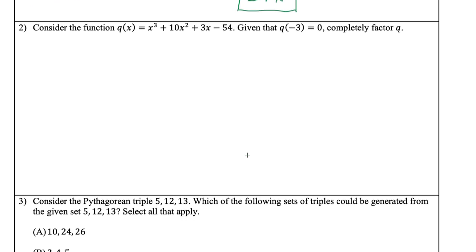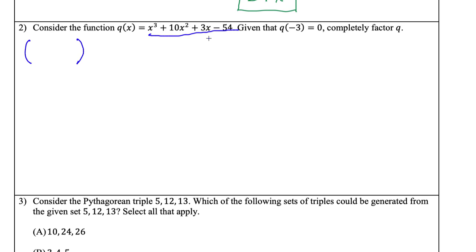All right, number 2. We have this function, and we know that when I plug in -3 for each of these x's, my answer is 0. So that means I can plug in -3 into each of these x's, and I should get 0. That helps us because I know what one of the factors is.